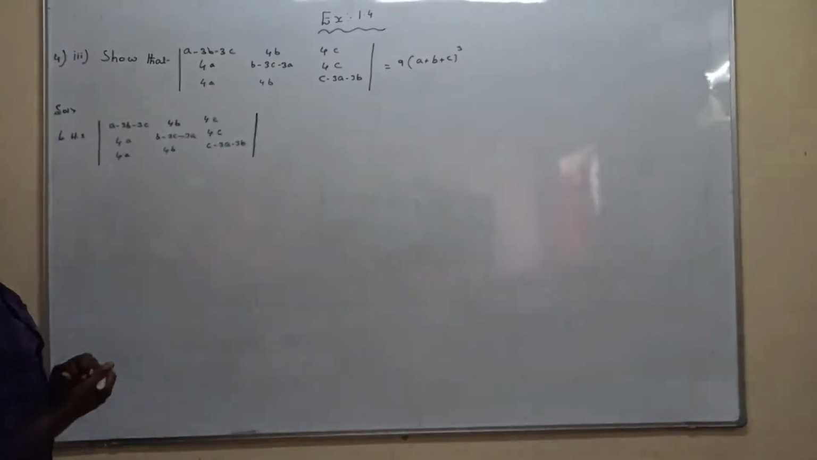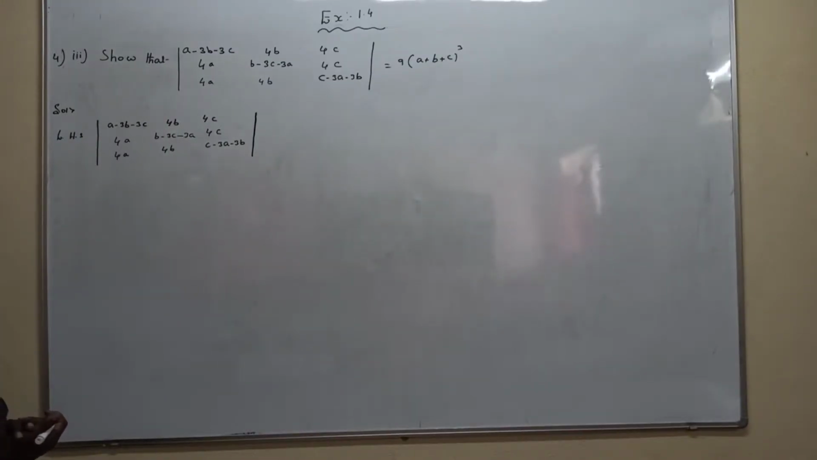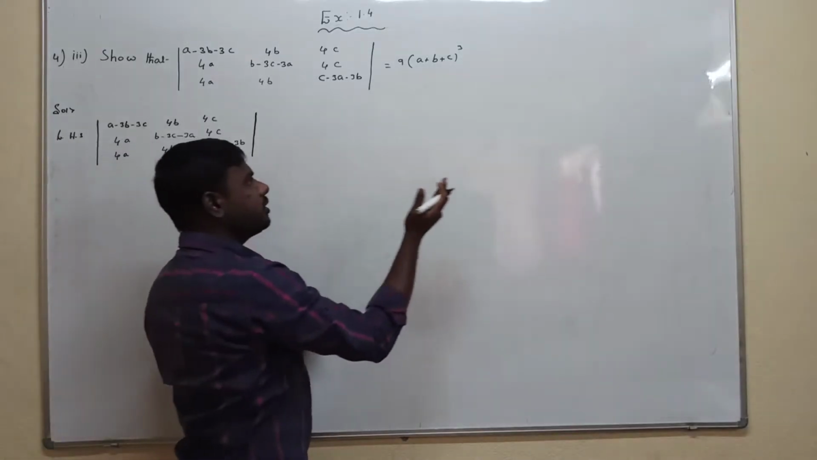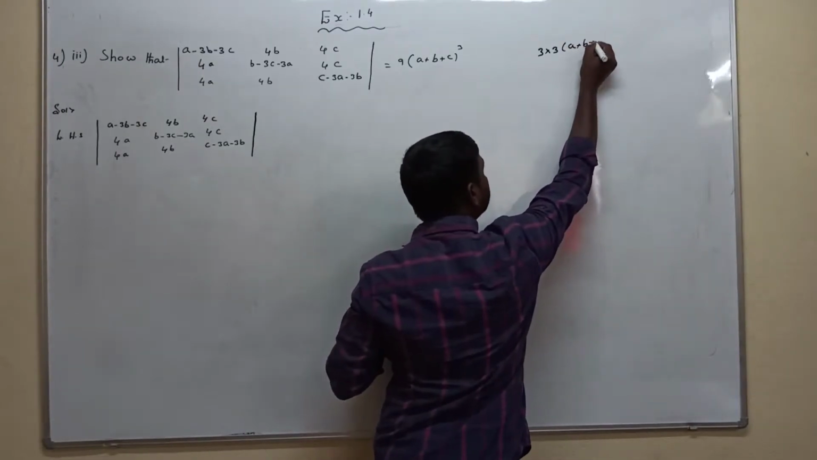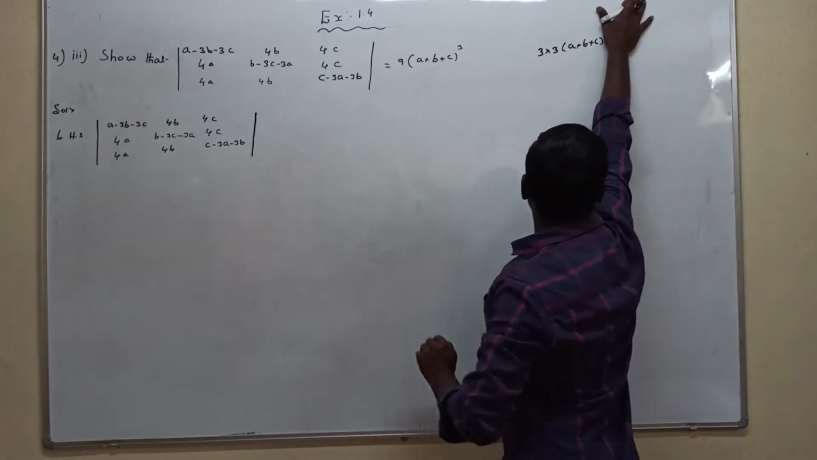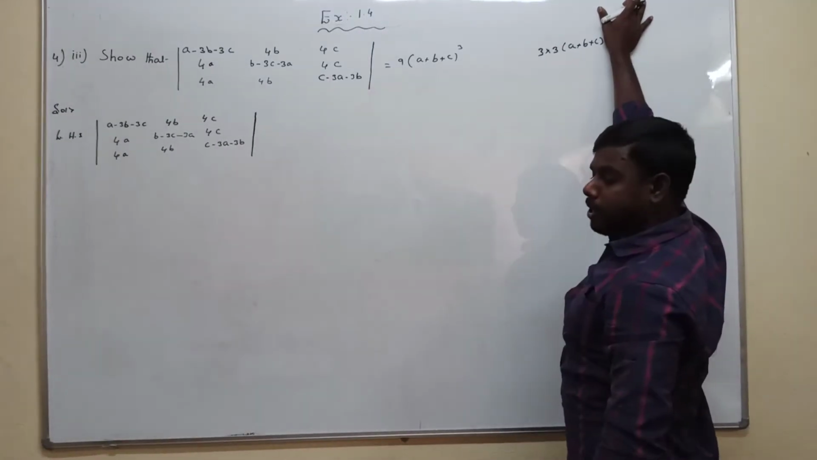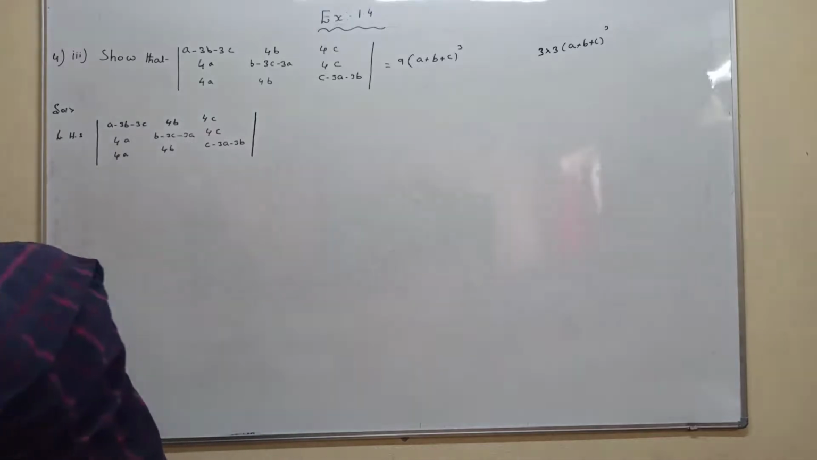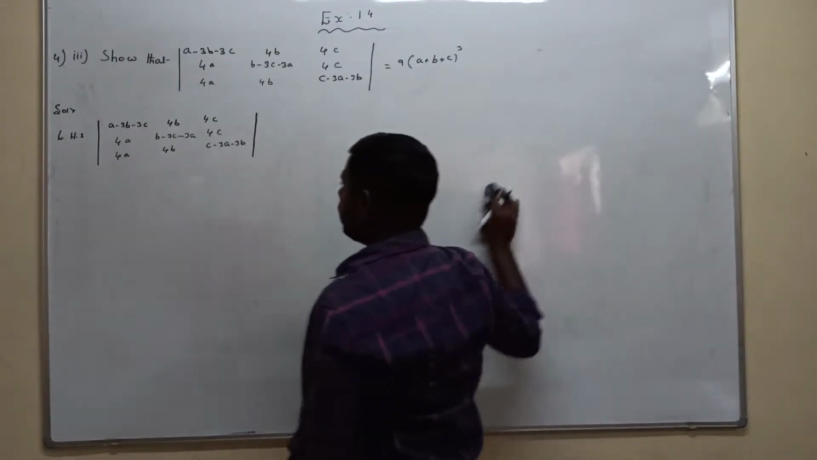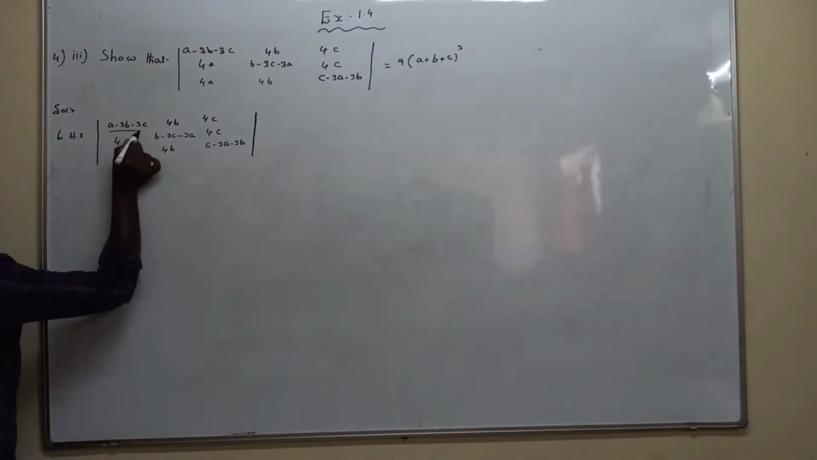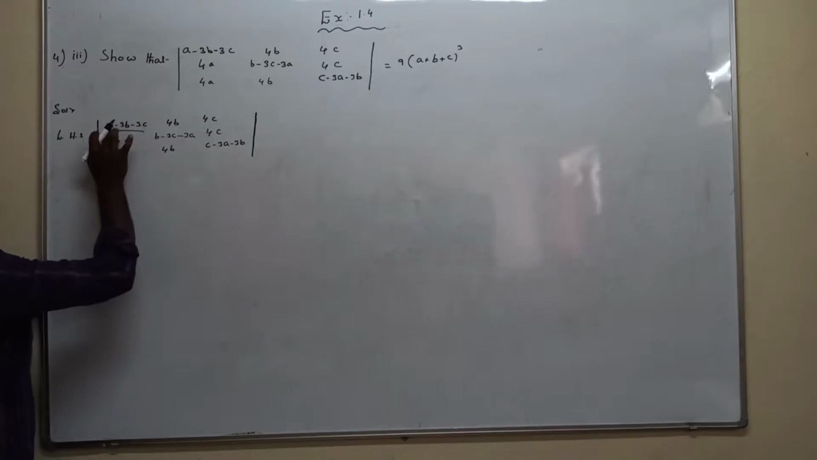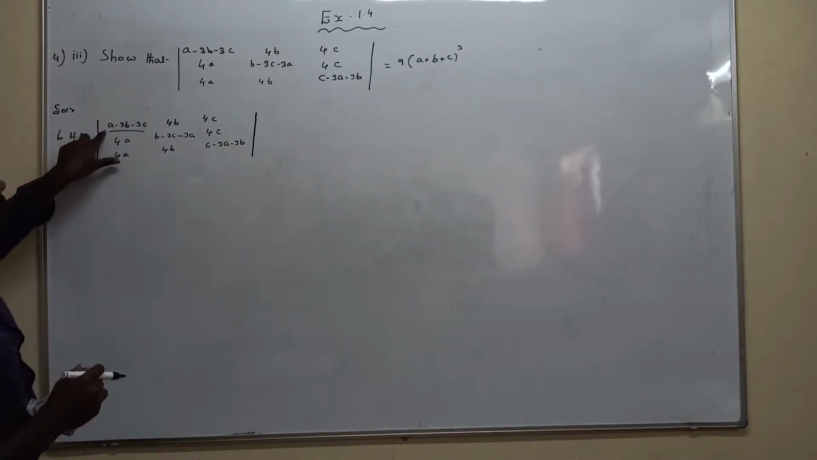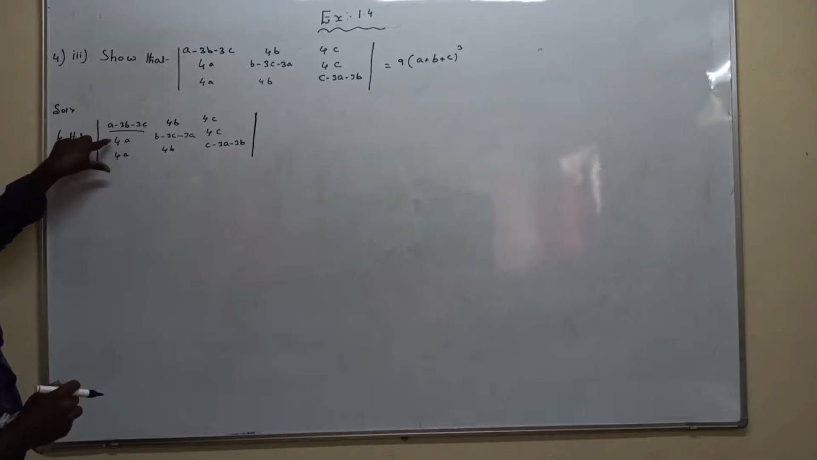Now, which condition exists? Observe this, friends. Normally 9 can be written as 3 into 3, into (a plus b plus c) whole cube, that is 3 into (a plus b plus c) in cube. Observe here the first one, what is there? A minus 3b minus 3c. But here for b, what is the constant value? 3. For c, what is the constant value? 3. Here the constant value is the same, 3, but only a is different. That's why, if you substitute a, we will get minus 3a.